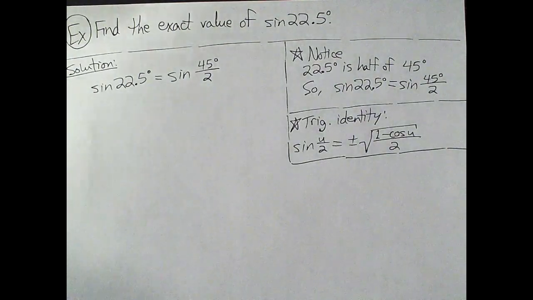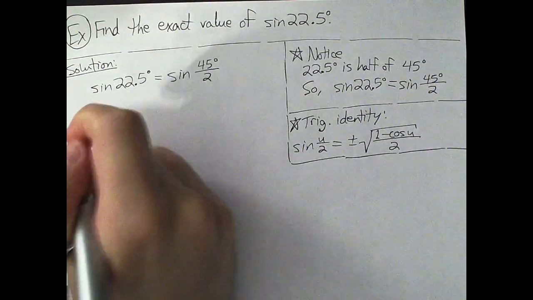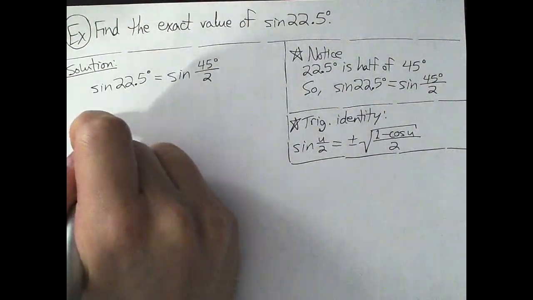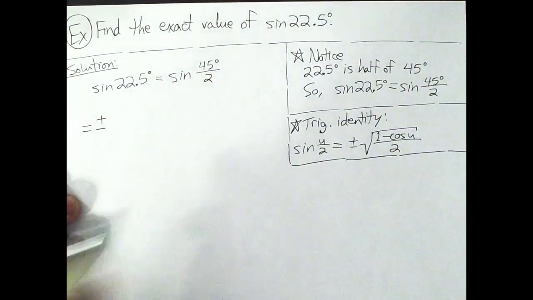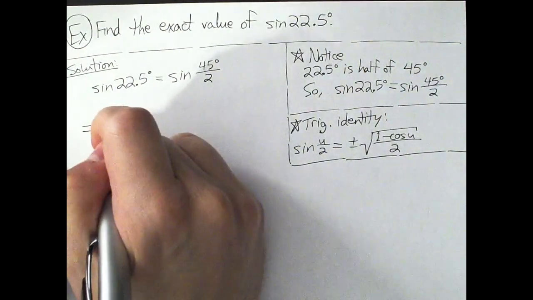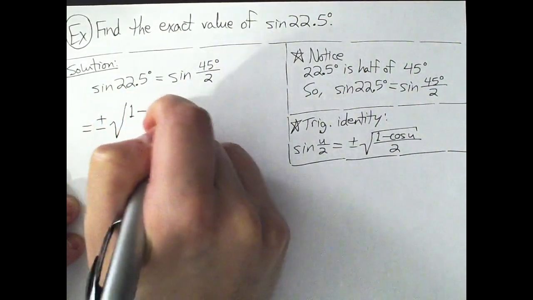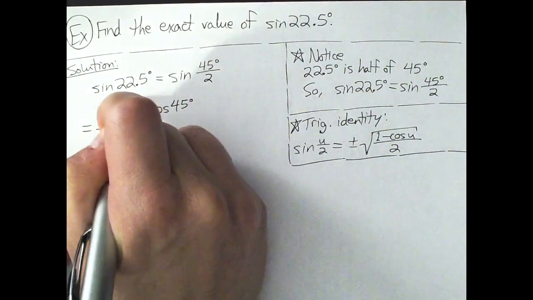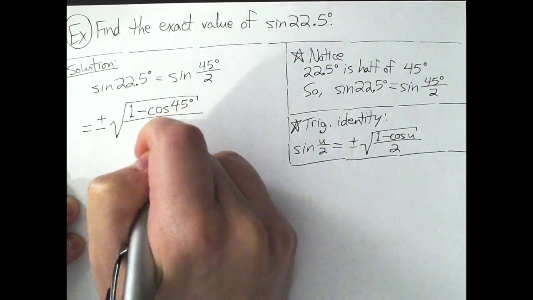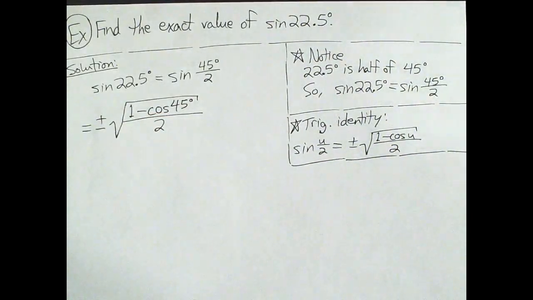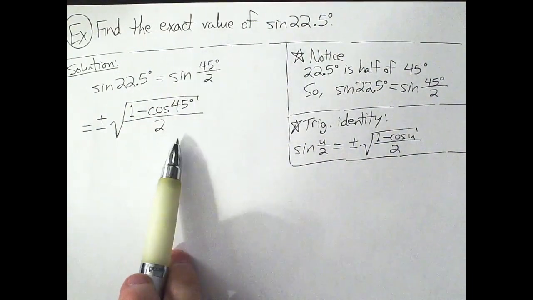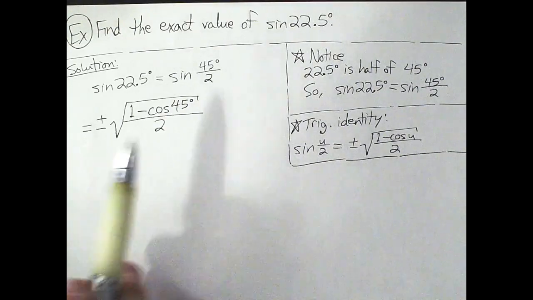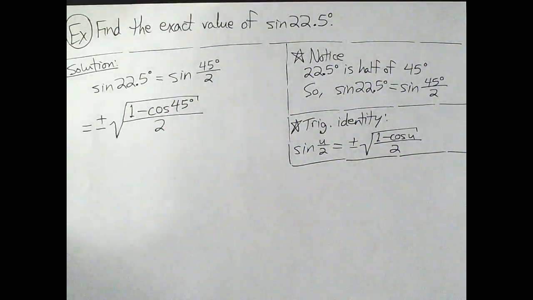45 degrees is u for this problem. So somehow this equals plus or minus. I'll write plus or minus, but we know that by the end of the problem, we have to figure out, is it plus or is it minus? The square root of 1 minus cosine of u over 2. Of course, don't stop there. It says find the exact value, so we haven't actually found it. We need to evaluate. But the good thing is we know what cosine of 45 degrees is.